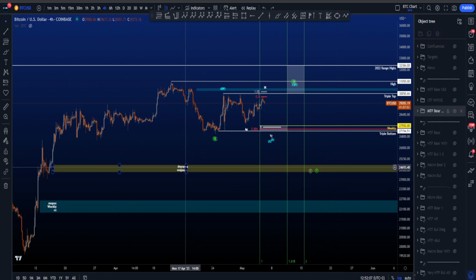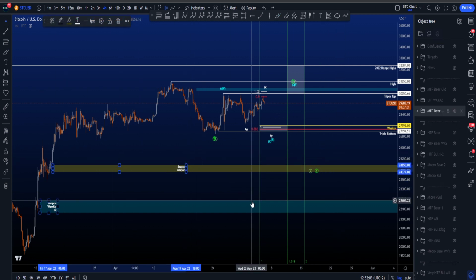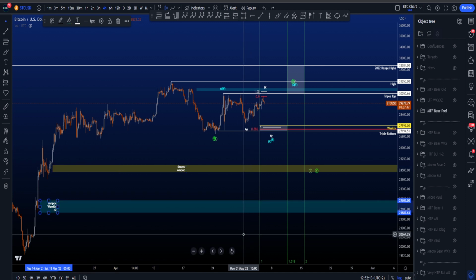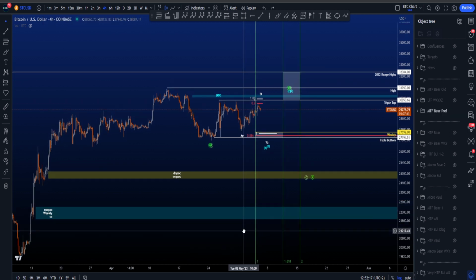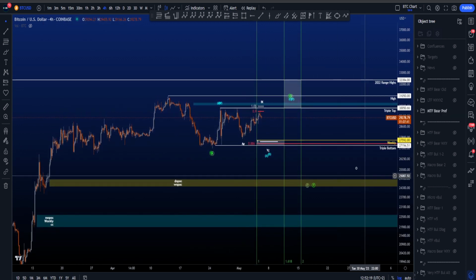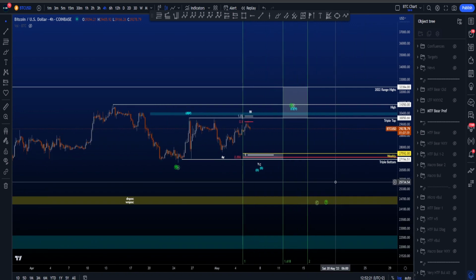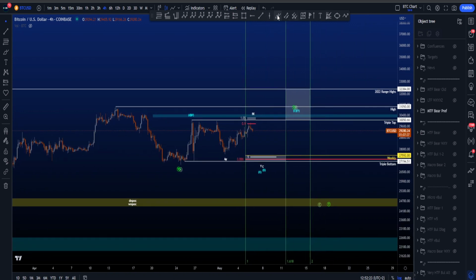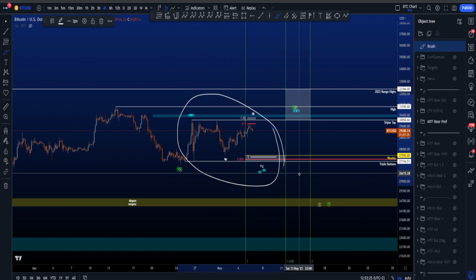The first one is the yellow one between 24,850 and 24.3k, and the second is the blue one between 22.6k and 21.8k. These are two very important support areas for Bitcoin, and we have to wait and see, of course, how price is going to develop in this very complex range that we have.